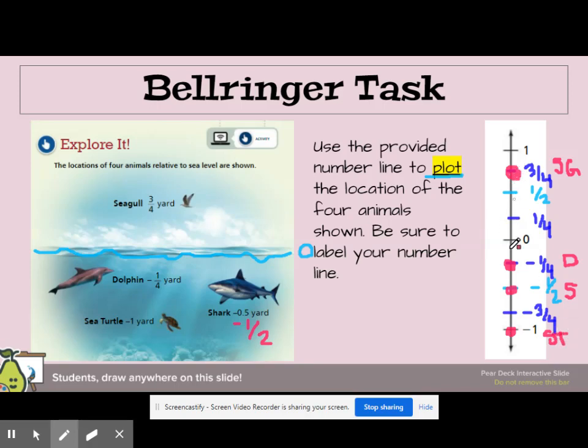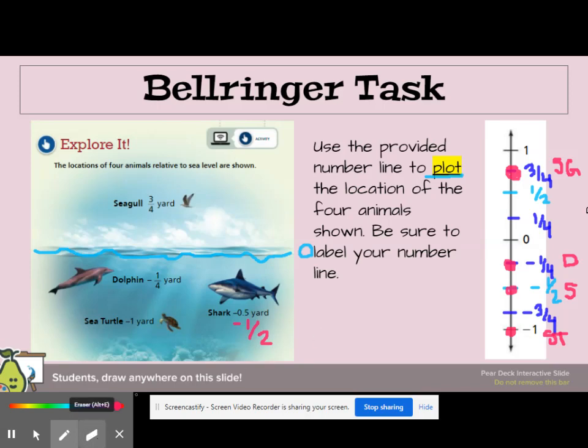So what I just did is I put dots and I plotted where each of those goes. Okay, and that's what we're going to be working on today, plotting on a number line, but now instead of using integers, positive and negative whole numbers, now we're going to have fractions and decimals, positive and negative.